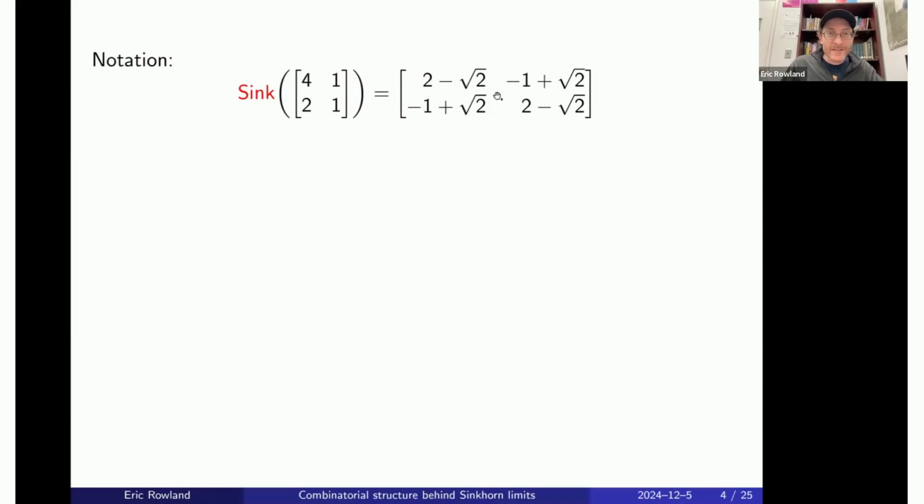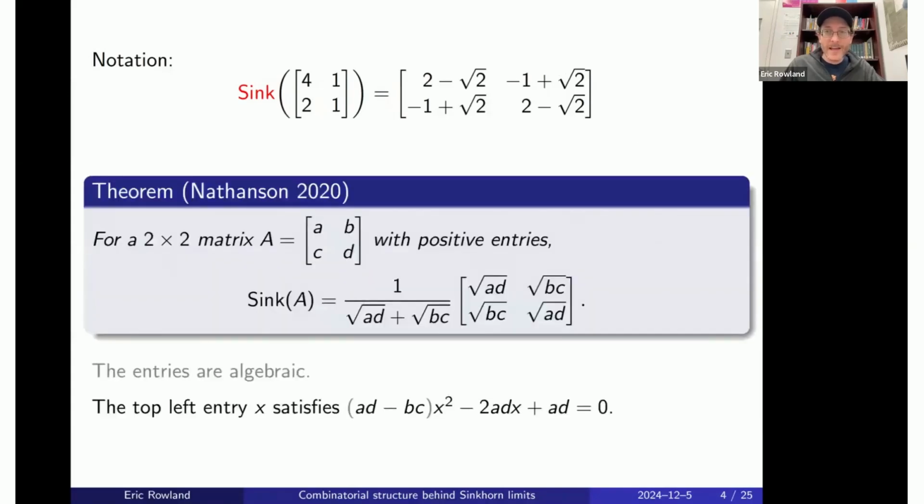So here's our notation that we'll use for the Sinkhorn limit. We already saw this example. The Sinkhorn limit of [[4,1],[2,1]] is this matrix. And Mel Nathanson in 2020, posted in 2019, but it was published in 2020, identified the Sinkhorn limit for a general 2x2 matrix with positive entries. So this is his result. The Sinkhorn limit of [[a,b],[c,d]] is the square root of ad, square root of bc, square root of bc, square root of ad, and then you divide all the entries by this quantity. Was that Mel Nathanson? Yeah, Mel Nathanson, yep.